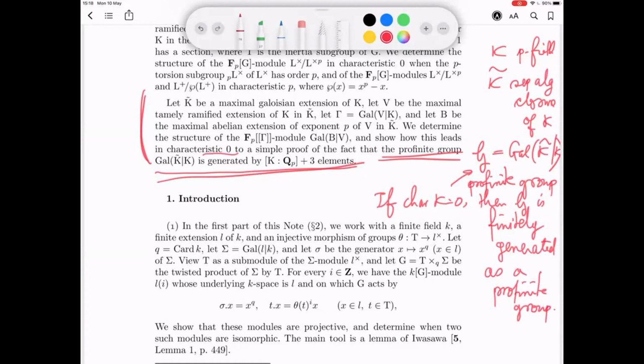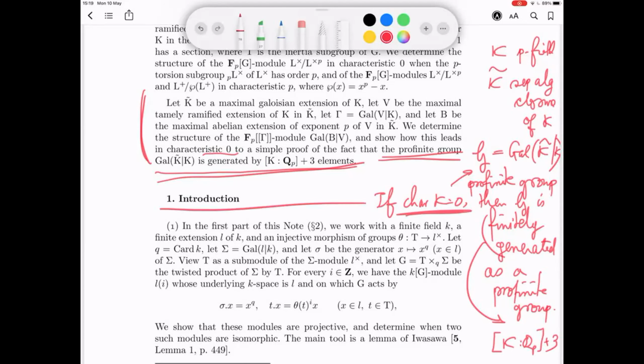And this finitely generated can be made even more precise: you can take K over QP, the degree, which is finite because any P-adic field of characteristic 0 is a finite extension of QP, plus 3 elements. It can be generated by just this many elements. That's going to be one of the applications if we have the time.